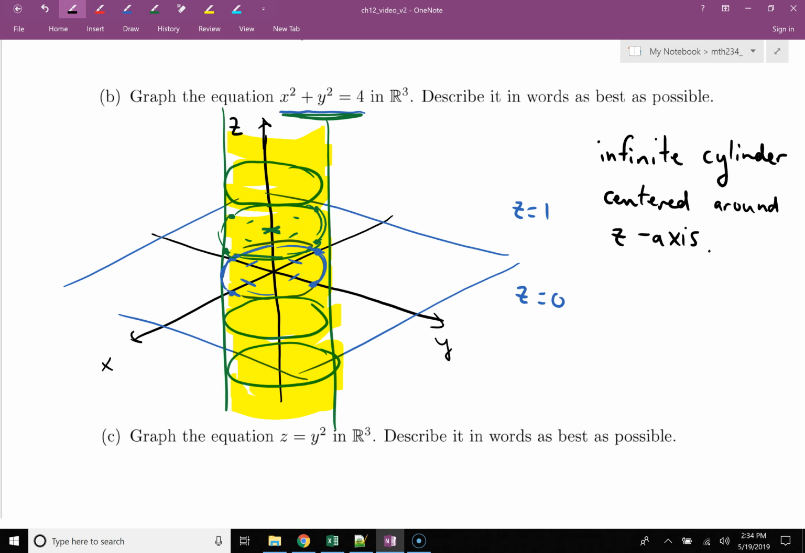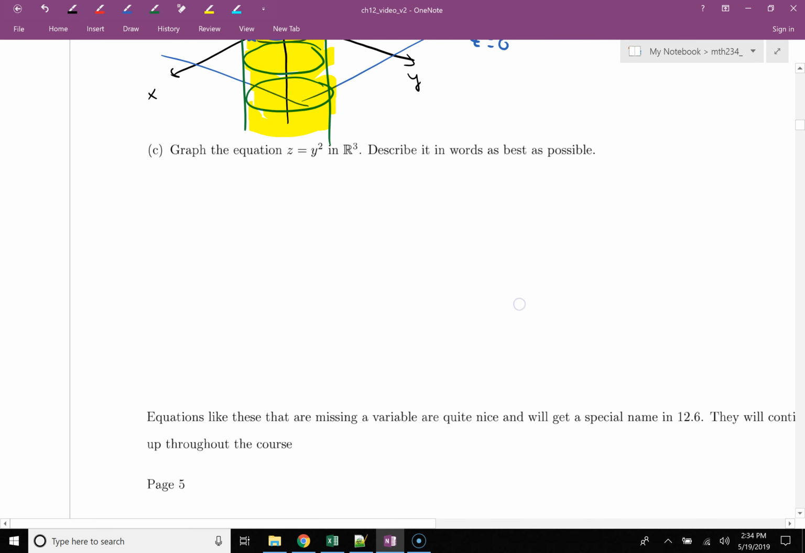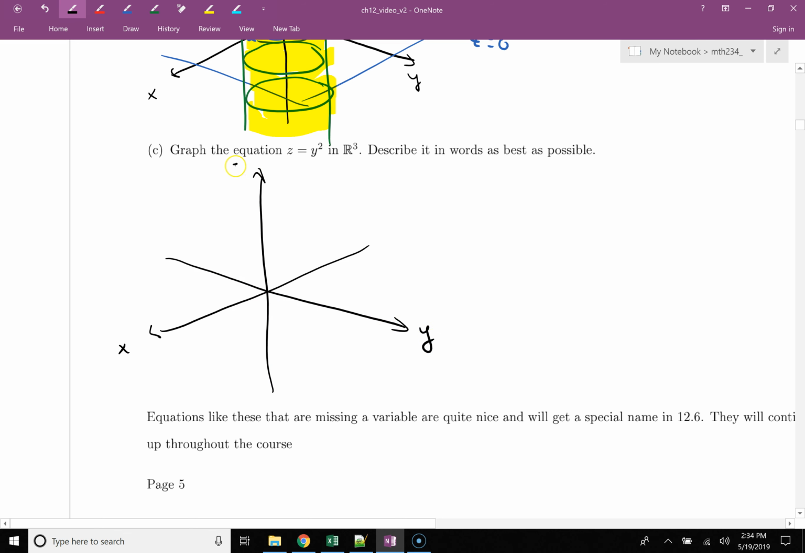All right, so one more time here. This is our last problem for this video. Graph the equation z equals y squared, again in our 3-dimensional coordinate system with x's and y's and z's. So just as before, I would recommend that you try pausing the video and try to get as far as you can on this one.